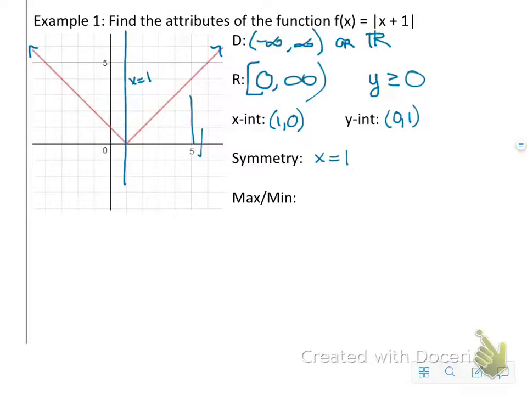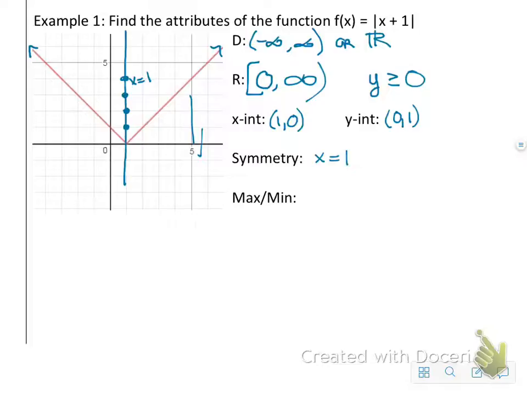Now, why is it x equals and not y equals? Well, y is always changing on that line. So here, y is 1. Here, y is 2. Here, y is 3. Here, y is 4. But x is always the same. So the reason it's x equals 1 is because x equals 1 no matter where you are on that line.